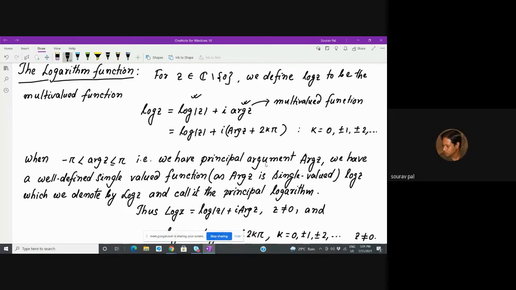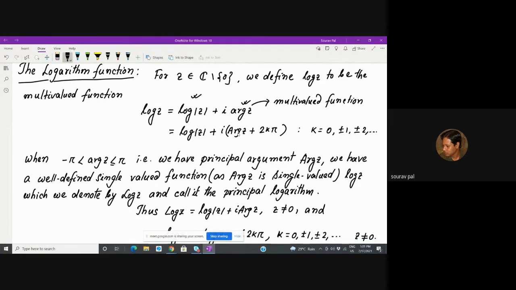So for a non-zero complex number, we defined log z yesterday this way. Log z is just log mod z plus i arg z. And as we know, this argument is not a single valued function. It is a multi-valued function. And how to get all the values of this function?